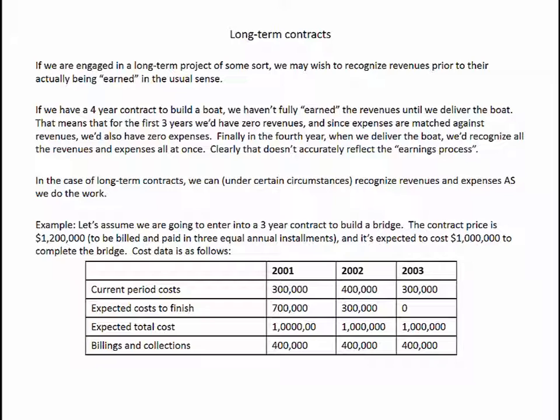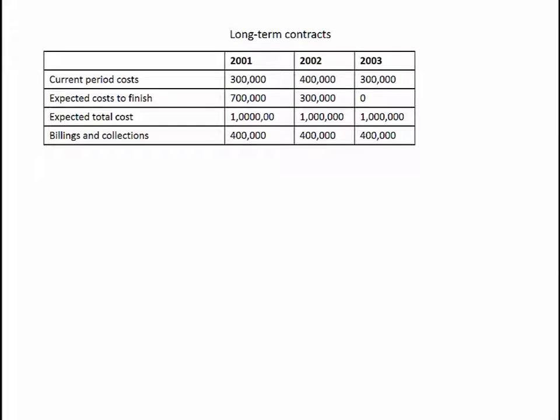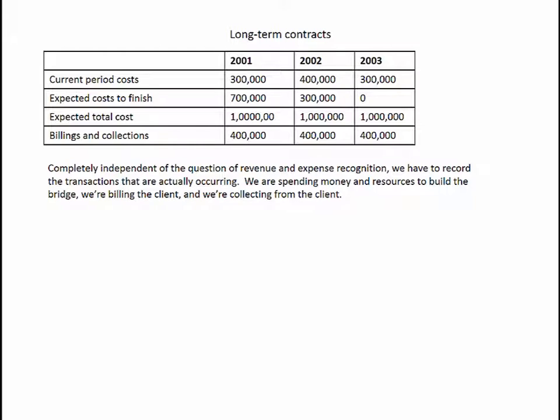Finally, in the 3rd year, we spend another $300,000. We're done, so there are no expected future costs. And the actual total cost comes in at $1 million, and again, we bill and collect another $400,000. Okay, so there's our example again.